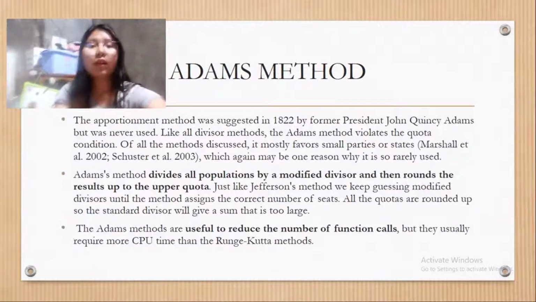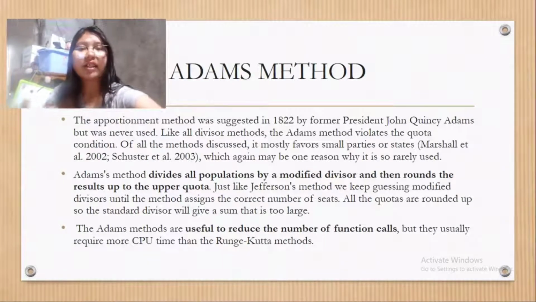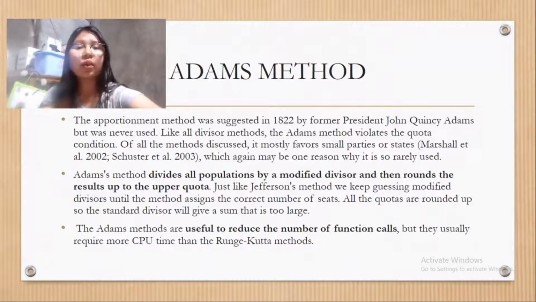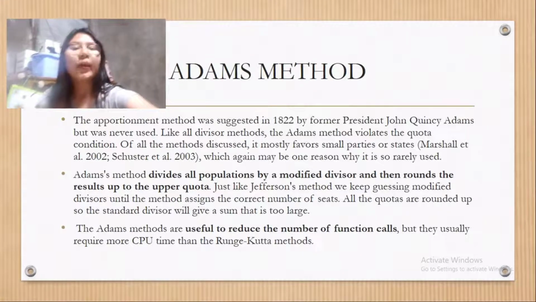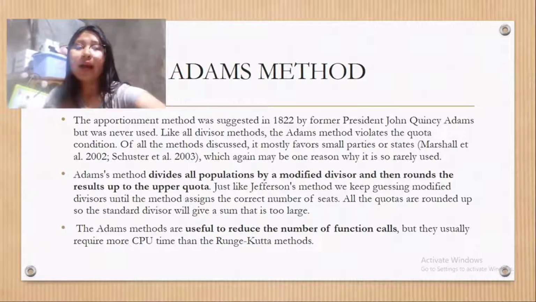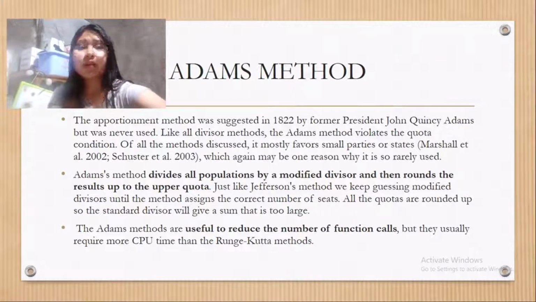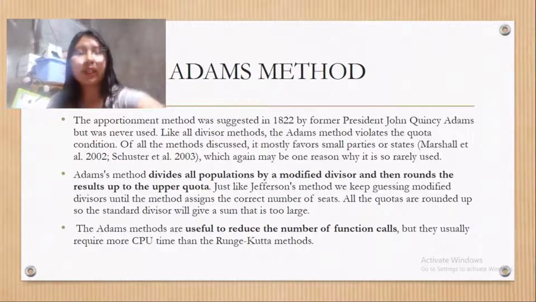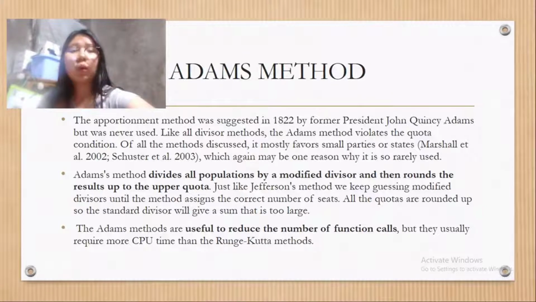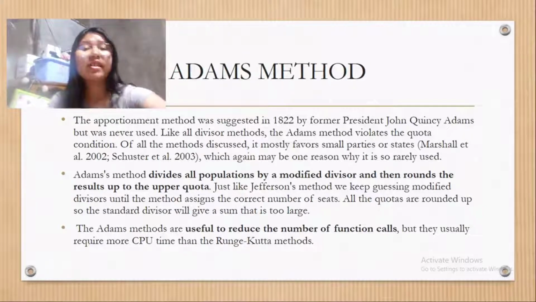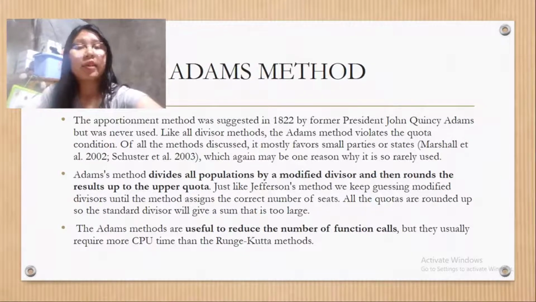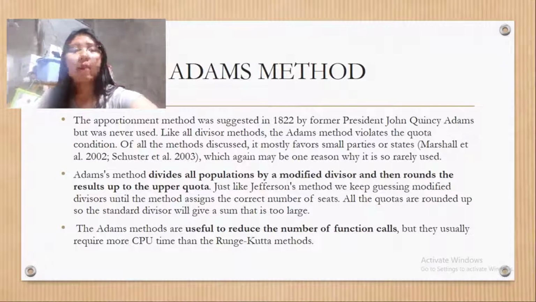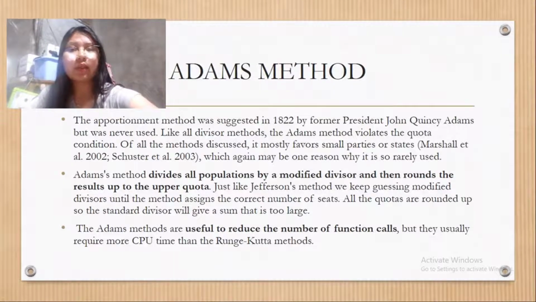So the last method that we have, as I have said earlier, is the Adams method. This method was suggested in 1822 by the former President John Quincy Adams, but it has never been used, like all divisor methods. The Adams method violates the quota condition. Of all the methods discussed, this method mostly favors small parties or states, which again may be one reason why it is so rarely used.